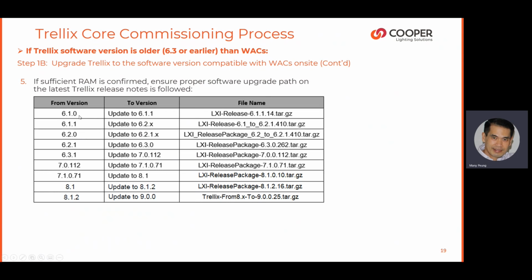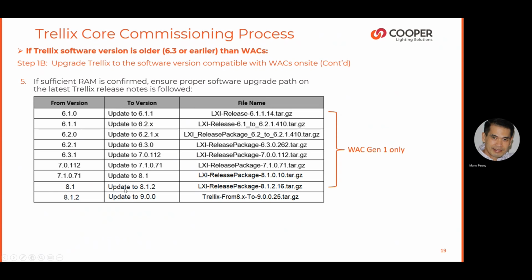Depending on what version you have, most of the Trellix Core servers that have been shipped to site have, at minimum, been shipped with this version here, 6.3.1. But you might be lucky and have a later version, maybe 7.1.0.71 or 8.1. If that's the case, you just have fewer upgrades that you need to do. But if you have an older version, then you need to go through more upgrades.